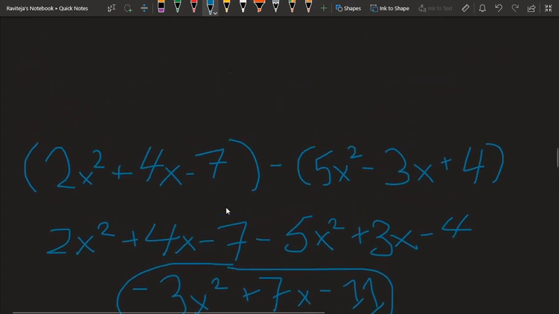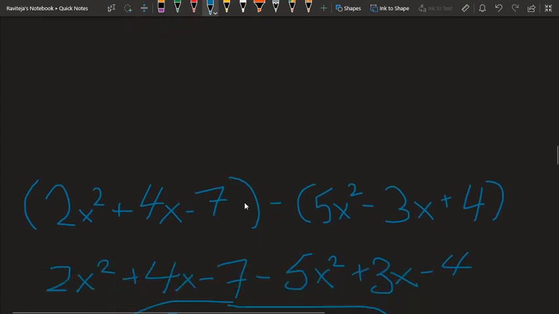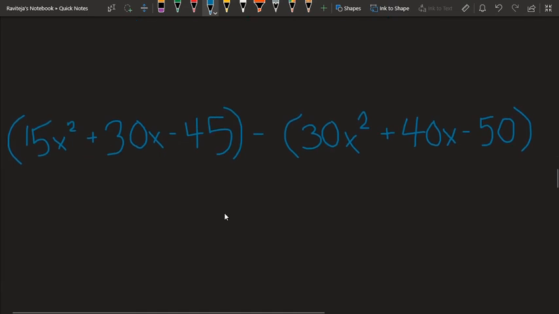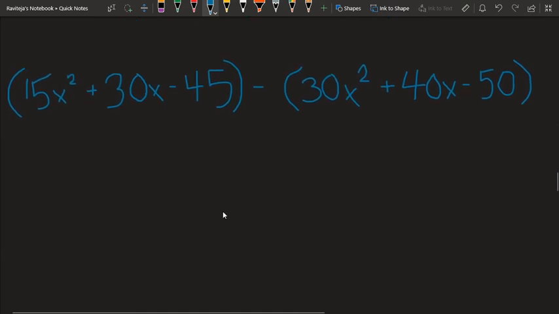Now that we've understood the concept of adding polynomials and subtracting polynomials, I'm going to leave you to do one problem on your own. If you want to do this on your own, just pause the video and try it out, and I'm going to go over it right now. We see it's subtracting polynomials instead of addition, so this subtraction sign does make a difference, and we actually have to distribute it.